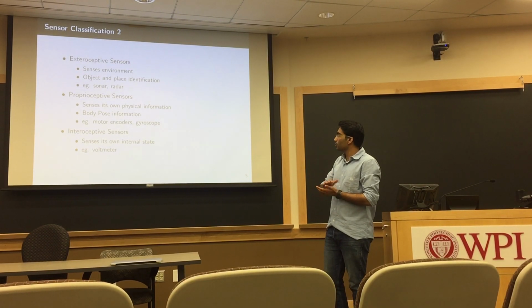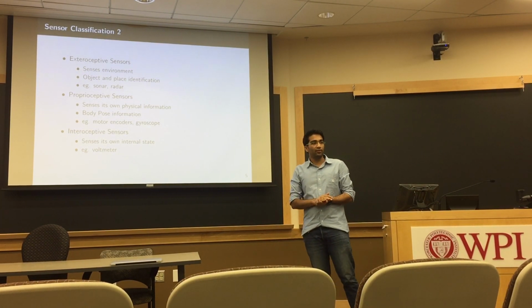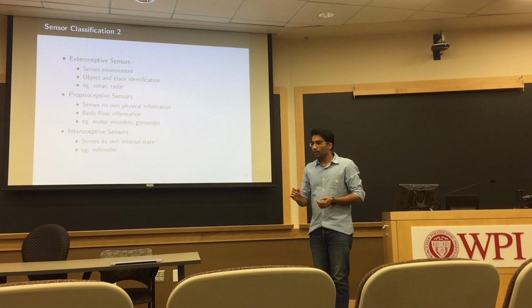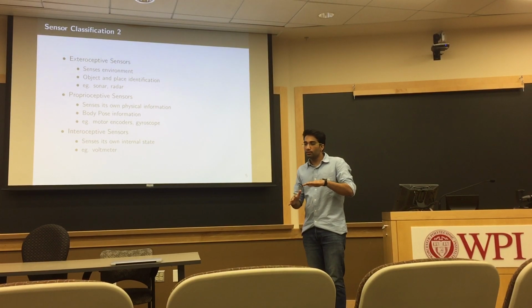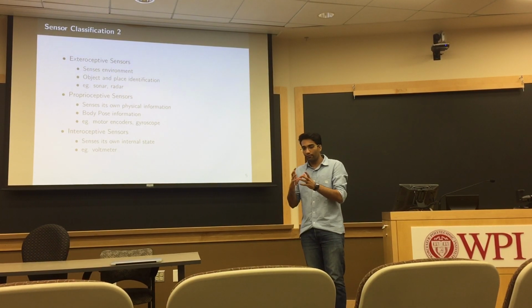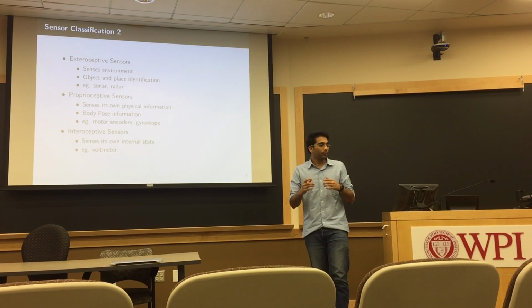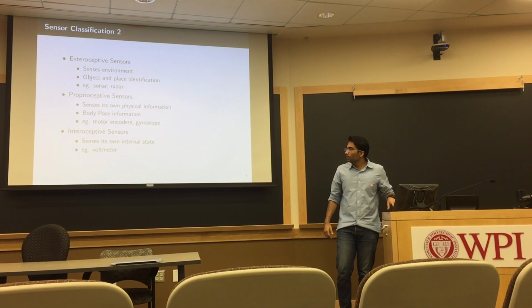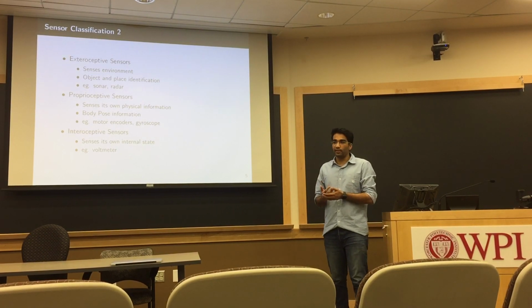So that's something of this type of sensors. And the examples, as you can see, are motor encoders and a gyroscope. A gyroscope is a device which can tell you whether your body is balanced, or whether you'll be falling down if you're not in the proper shape and position, basically your orientation. The next is interoceptive sensors.